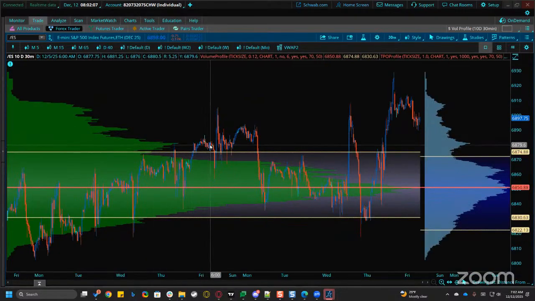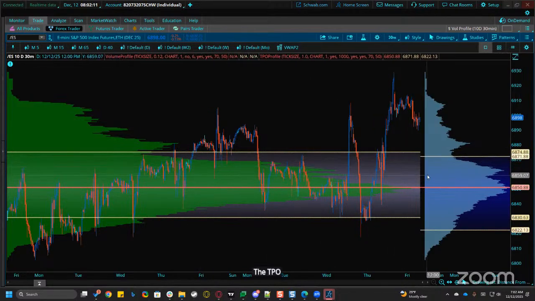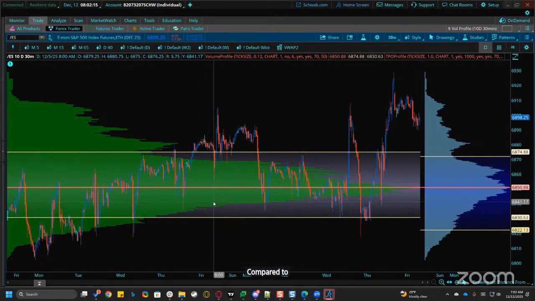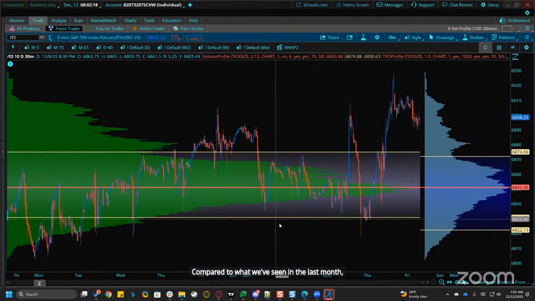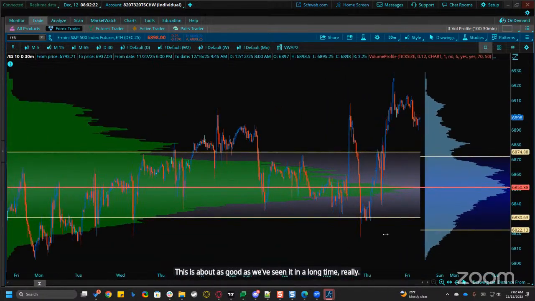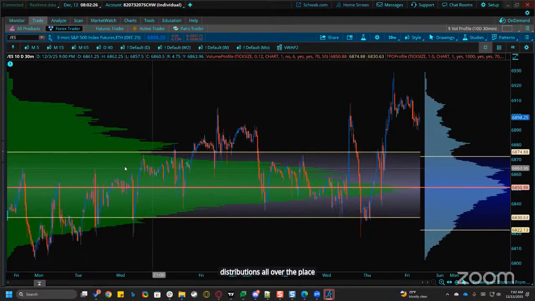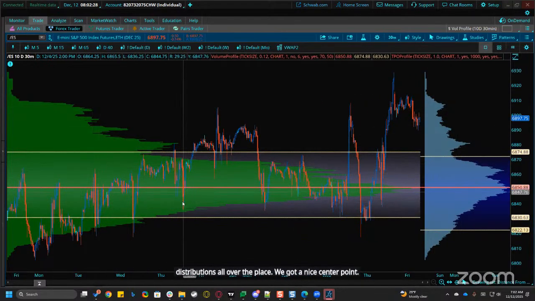10-day, 30-minute volume profile and TPO. The TPO really looks a lot better, but compared to what we've seen in the last month, this is about as good as we've seen it in a long time, really. It's not janky with big distributions all over the place. We got a nice center point and a reasonably decent bell curve.